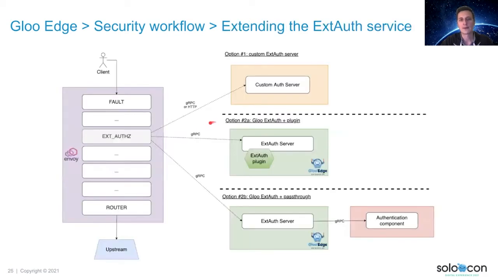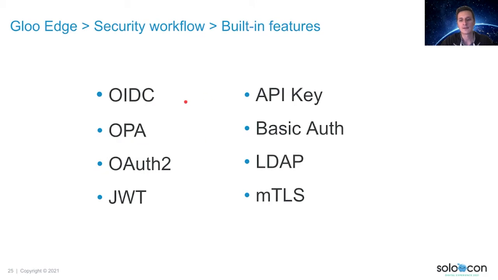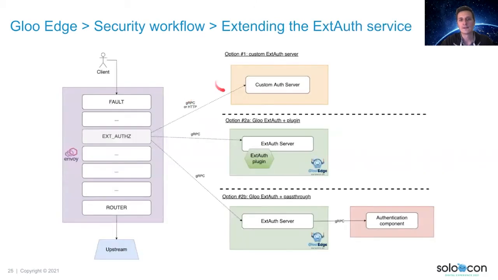There are three ways of doing this. Either you start from scratch and you build your own XOAuth server, but you will lose all these nice policies. This is what you can do with the open source version of Gloo Edge, or with the enterprise version. There are two other ways. The first one is by making your own Golang plugin that will run with the XOAuth server. In this plugin, you can implement your business logic.